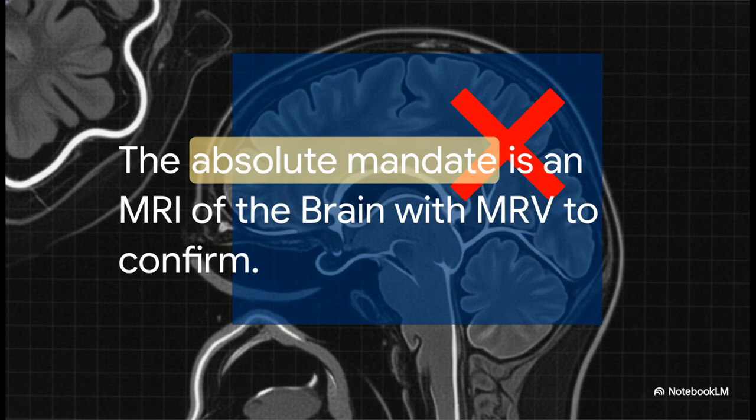The absolute mandate is an MRI of the brain combined with magnetic resonance venography, or MRV. This specific modality is strictly required to visualize the absence of venous flow in the cavernous sinus, which directly confirms the thrombosis. Do not be tempted by inferior imaging modalities in this scenario.